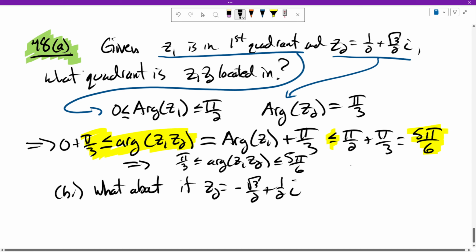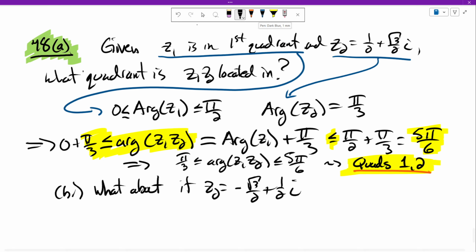So, what is our answer? Well, pi thirds is in the first quadrant, but 5 pi 6 is in the second. So it could be in quadrants 1 or 2. That's our answer.